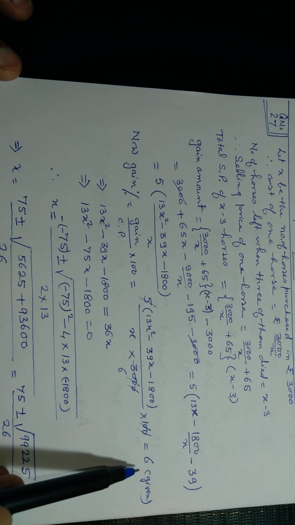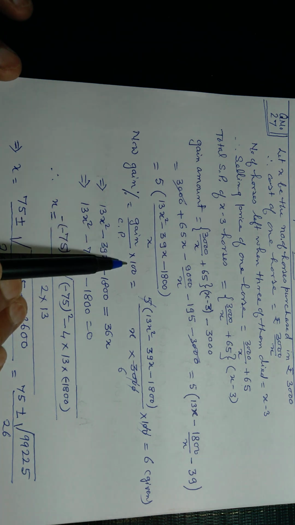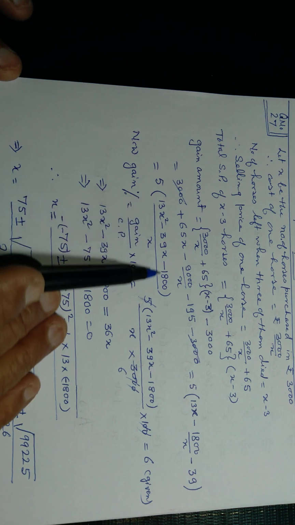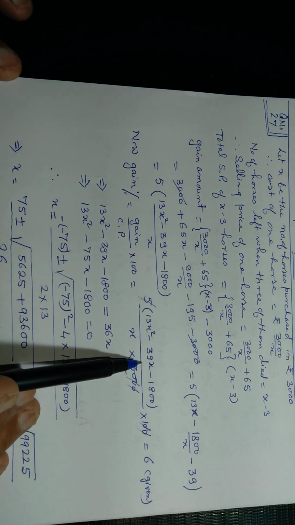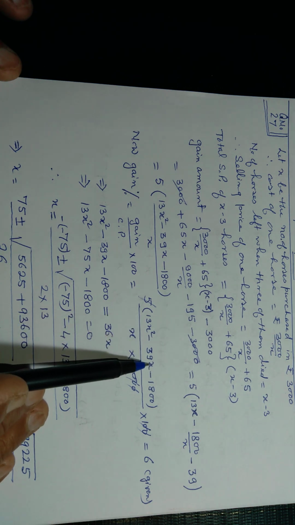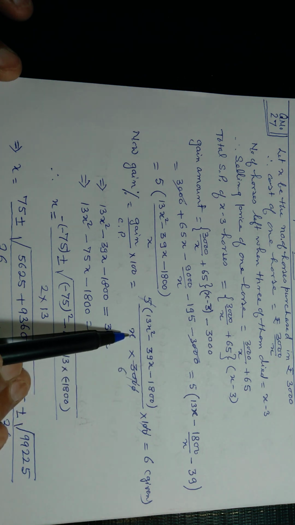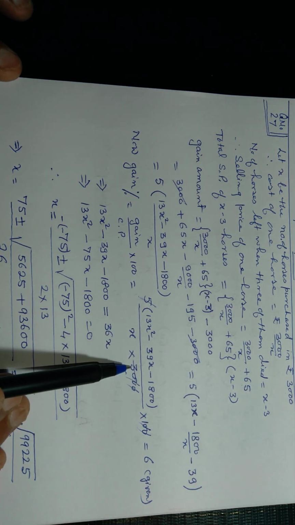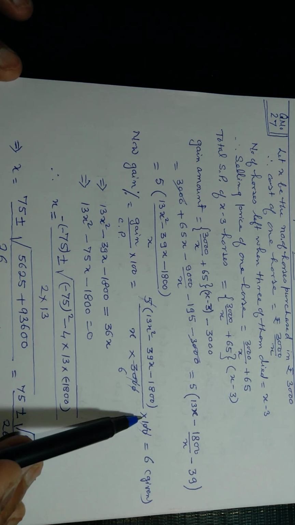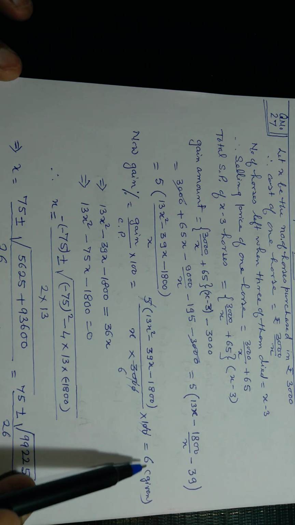And it is given that it is equal to 6. I have mentioned it here. Gain upon cost price into 100. That will be equal to, as it is, whatever the gain is there, I have brought it here. 5 inside the bracket 13x square minus 39x minus 1800 bracket closed upon x. This is 3000, that is the total cost price, into 100, and it should be equal to 6 because it is given.